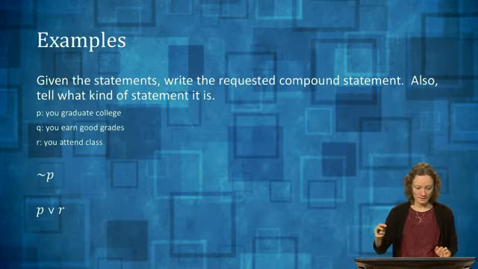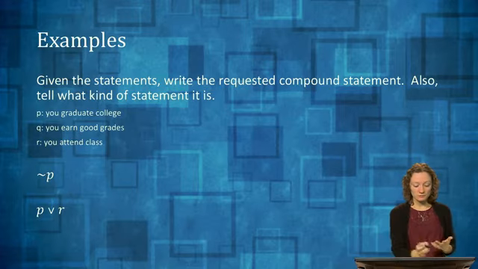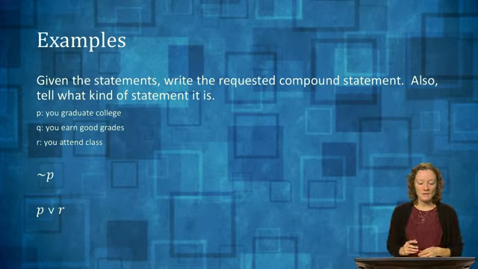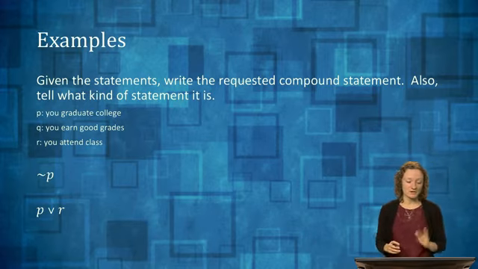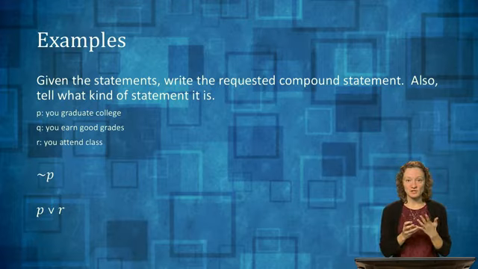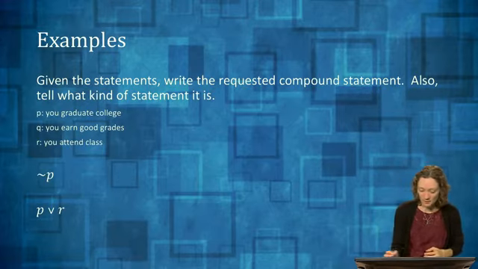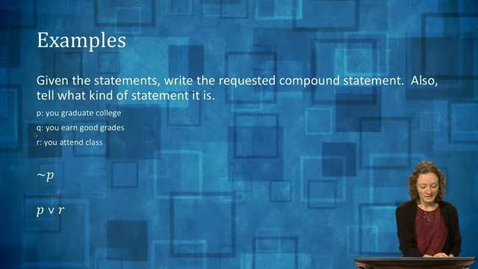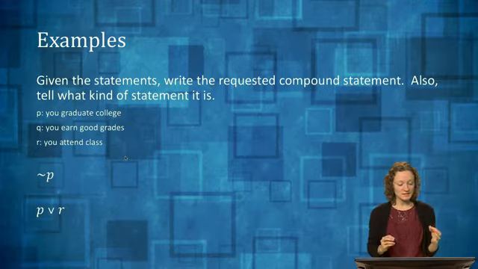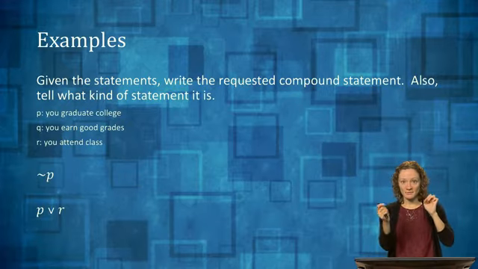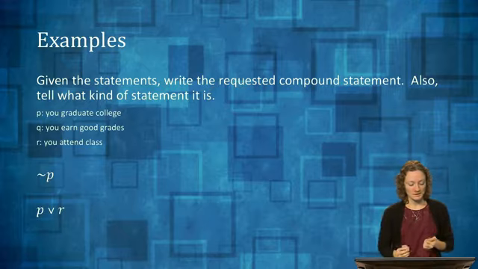All right, so the examples. We're looking at the statement, and we're going to write the requested compound statement. So we're going to translate it to words, and then we're also going to tell what kind of statement we have there. So of the 5, do we have conjunction, disjunction, negation, conditional, biconditional? And the answer might be more than one of those. The ideas we're going to use here: idea P will always be you graduate college. Idea Q, you earn good grades. Idea R, you attend class. So anytime you see that letter, it corresponds to the idea that is listed there.